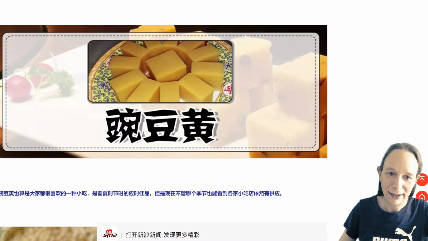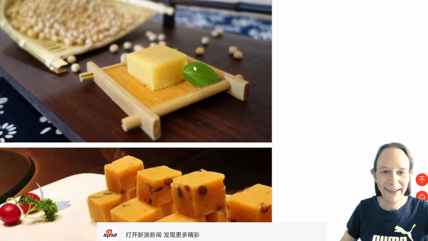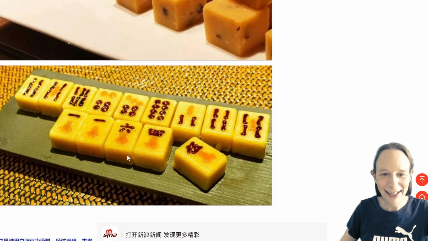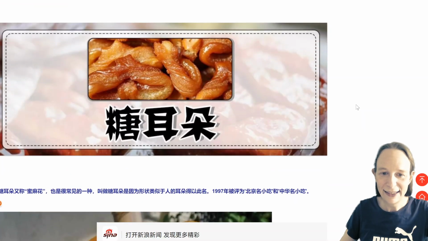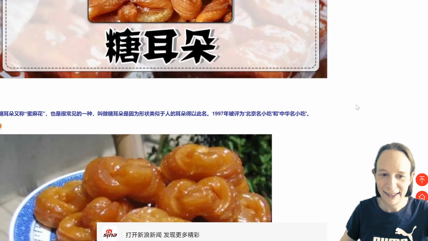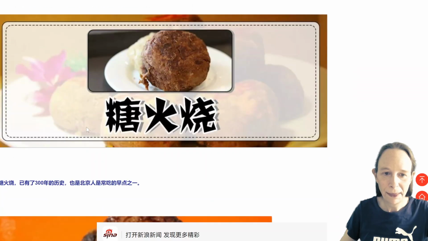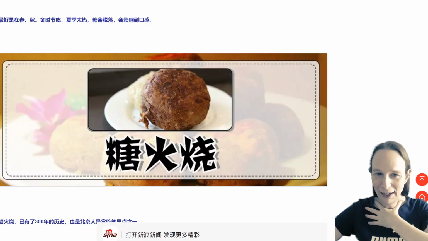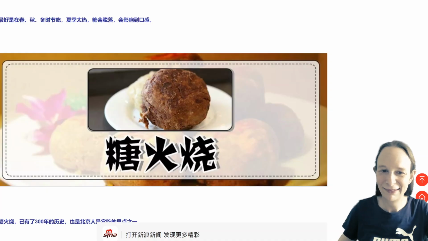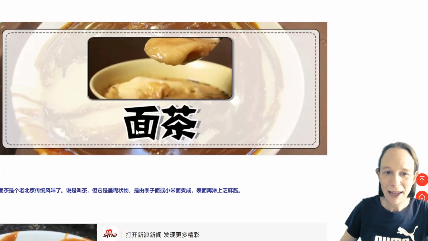豌豆黄. So pea yellow. 豌豆黄. Oh, it's like 麻酱. Oh, that's really artistic. Okay. 糖耳朵. Sugar ears. All right. Have I had it? Maybe. Oh, 糖火烧. Oh, I used to have lots of 糖火烧. It's some kind of bread that's soaked in sugar or something. I don't know. 糖火烧. Yeah, I've had lots of 糖火烧. I didn't realize it was a Beijing thing.